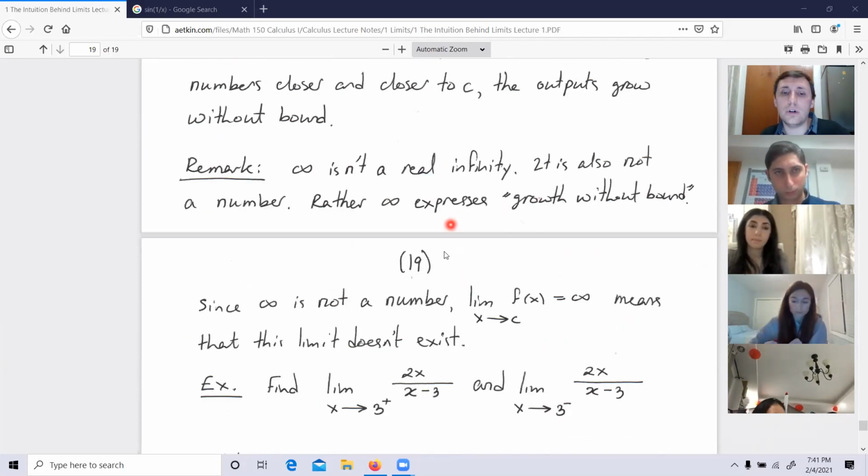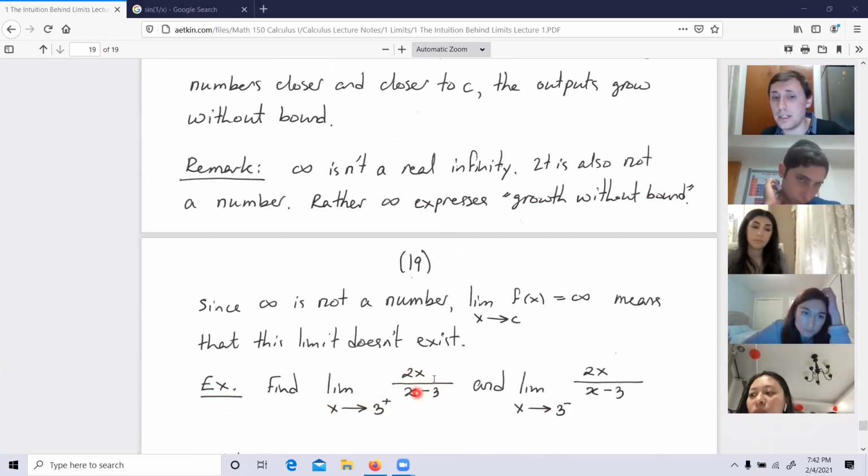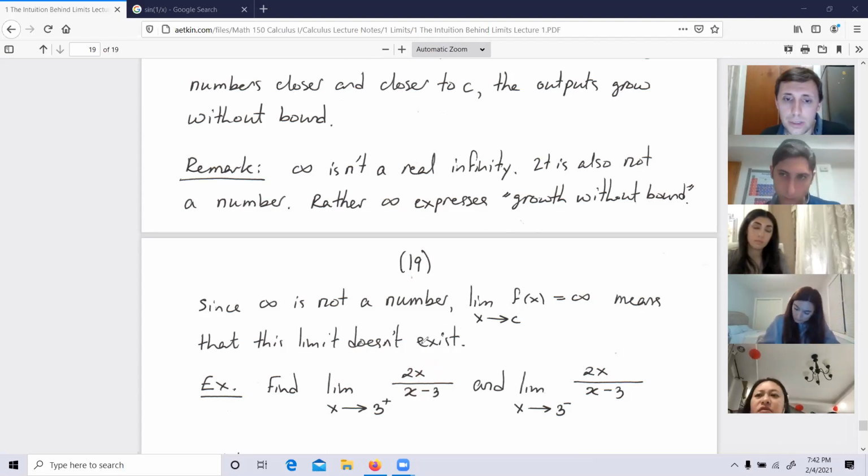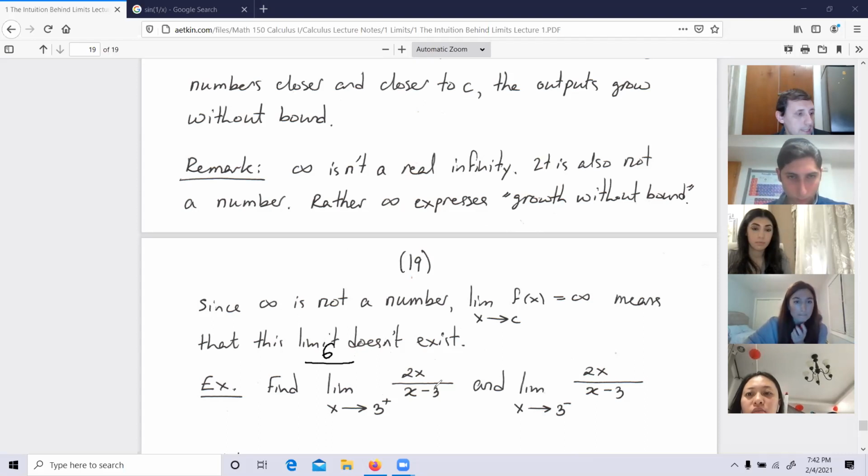So let's see what happens with this limit here, guys. Limit as x goes to 3 plus of 2x over x minus 3. Can you solve this particular limit? Let me show you. Let's do it together for the 3 plus here, and you will do the second one. I can plug a 3 plus in here, and I get 6 on the numerator. And what happens to the bottom? The bottom is 3 plus minus 3, which is slightly more than 0. So it's 0 plus, okay?